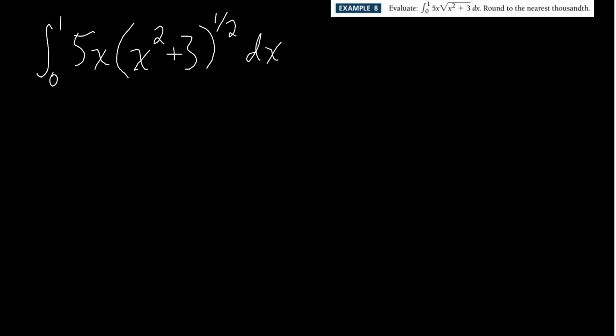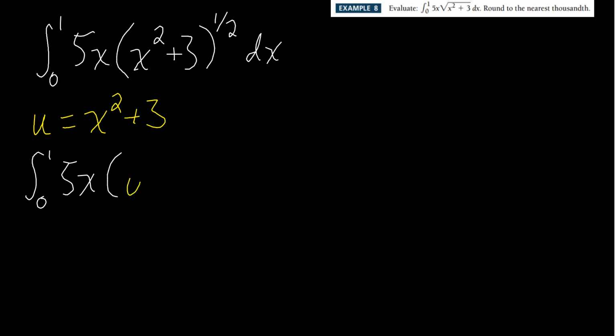Okay. All right. So the u sub here again should be pretty obvious. It's going to be what is inside the parentheses there. So u is going to be equal to x squared plus 3. Let's rewrite this integral now. From 0 to 1, we got 5x. Okay, so obviously looking at this problem now, we have some problems because we have the 5x here, and then of course we have the u in here. Right, so we look like we're going to run into a little bit of a problem. dx.